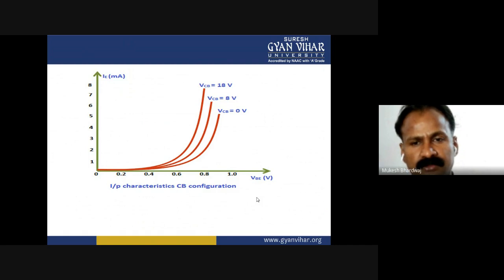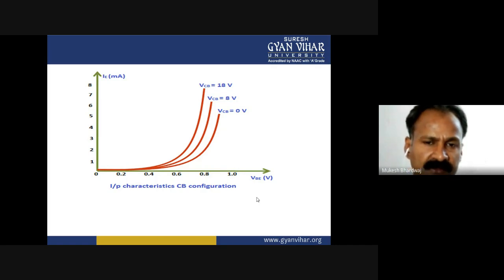For common base configuration, we take VCB at 0 volt, 8 volt and 18 volt. So at 0 volt, that is, collector base is at 0 volt, that means we just kept it at 0 volt and increased the base emitter voltage. So we are getting the curve of IE, that is emitter current, like this.